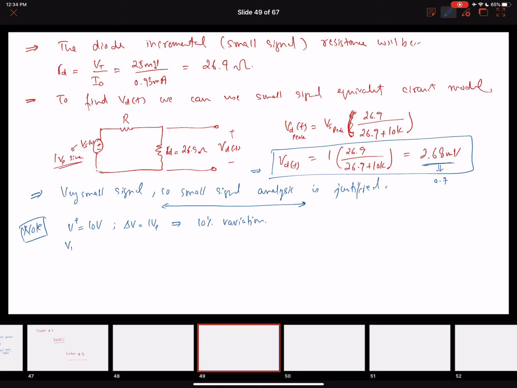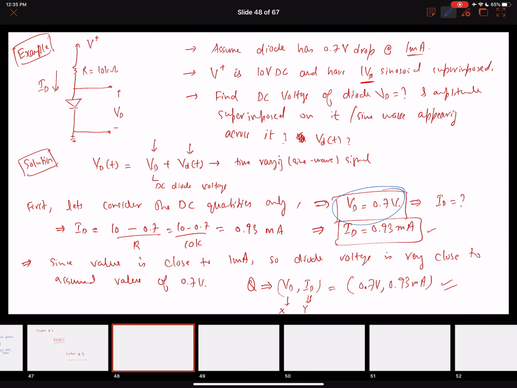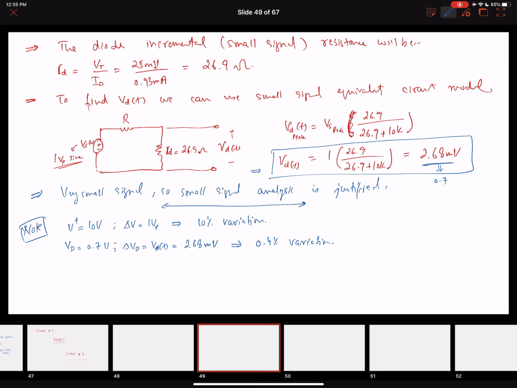And let's talk about the VD. The VD was 0.7 volts, and delta VD, which is essentially VD of t, was 2.68 millivolts. This represents approximately a 0.4% variation. So this is an important realization: using a diode circuit, if we have huge changes in the voltage that is powering the circuit, here V positive, if there's a 10% change in the power signal powering the circuit, in the output we only see a very small change.